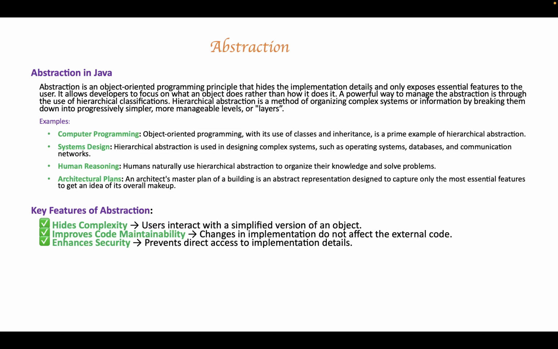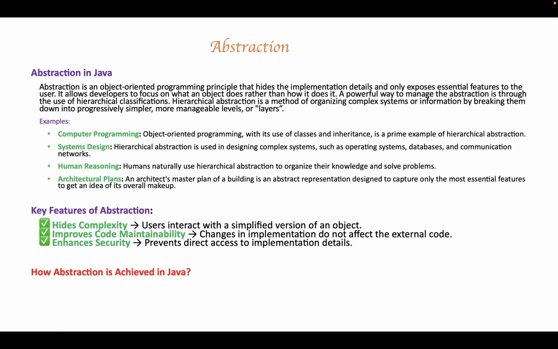Key features of abstraction: hides complexity. As I have told you, you don't know the inner implementation of your car, how the engine is made, how the gear is made. The accelerator you can control just by using your foot, but the inner complexity, you don't know anything about it. You don't need to know anything about it. That's abstraction. Improves code maintainability: changes in implementation do not affect the external code. Enhances security: prevents direct access to implementation details because it hides the implementation details from the user.